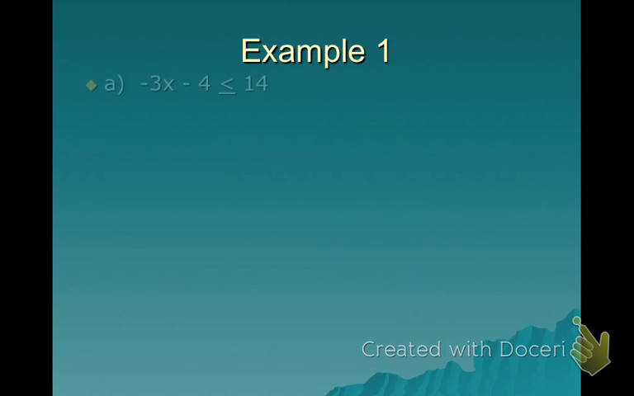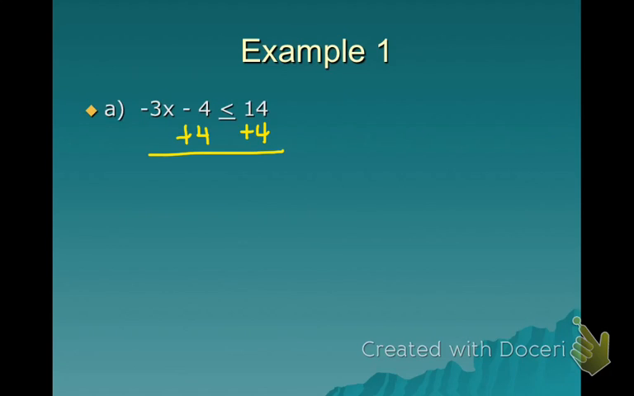In example 1, we'll have A and B. For A, let me get a color here that'll show up. Let's do a bright yellow. For A, it's a two-step, right? So we're going to undo the subtracting 4 first by adding 4 to both sides. Remember that what you're using to undo the addition or subtraction has to be the additive inverse, meaning that the side with the variable, and again, if you need to put the dotted line down, has to be 0.